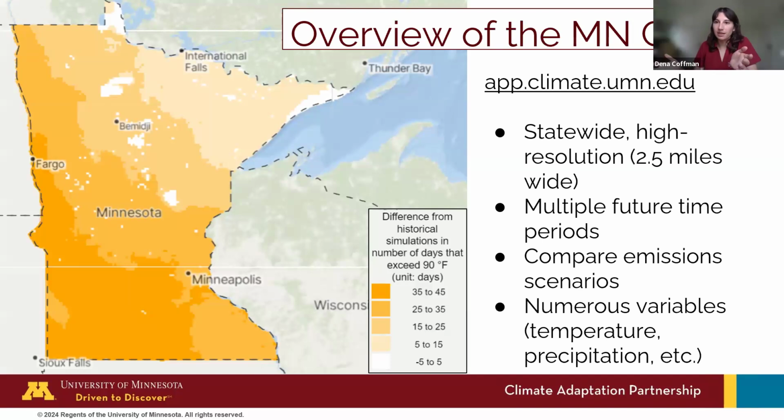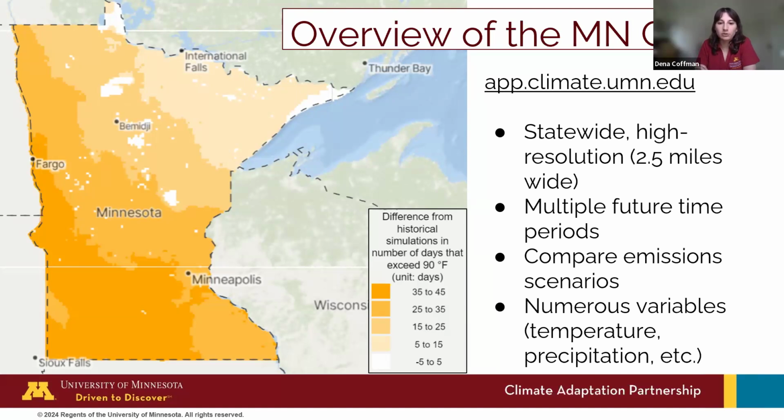So this is what the MN CliMAT, the Minnesota Climate Mapping and Analysis Tool, looks like. If you go to the link at the top of the slide, app.climate.umn.edu, you'll see something like this when you land on that page. This tool provides high resolution statewide projections up to 2.5 miles wide. For reference, 2.5 miles is about the size of the state fairgrounds. That enables us to really look specifically at different cities, towns, and counties, and get really detailed climate information from there. The tool provides data for multiple future time periods: mid, late, and end of century. You can use it to compare different emissions scenarios using those SSPs that Katie discussed before, and a ton of variables, which I will get into and walk you through.